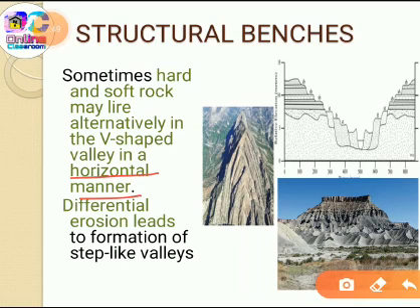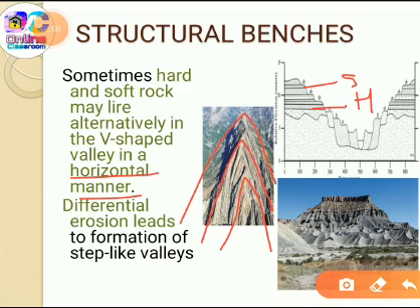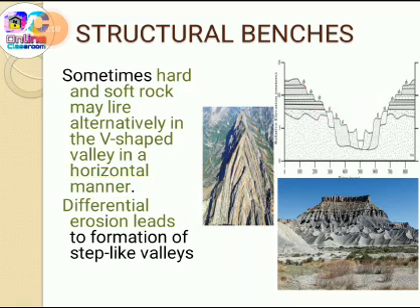So here in this diagram, we see that this has been formed in a horizontal manner, V-shaped, and in this diagram it is clearly evident there is one harder rock and one softer rock. The harder rock erodes less compared to the softer rock and gives rise to structural benches. The erosion gives rise to steep valleys.